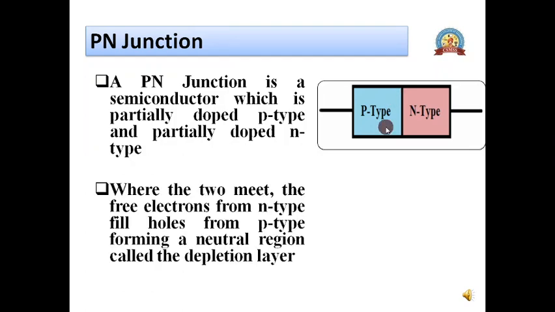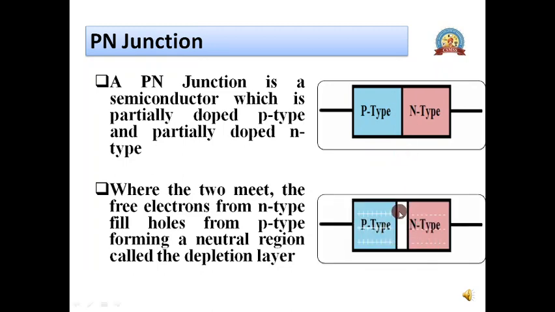At the PN junction, P-type material is meeting with N-type material. So the electrons in the N-type material will start merging with the holes in the P-type material, forming a neutral region. This neutral region will keep on increasing until no more electrons are capable of moving towards the p-type region to merge with the holes, and this neutral region is called the depletion layer.